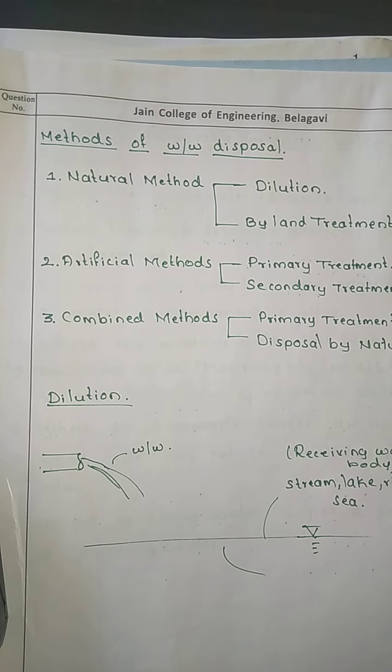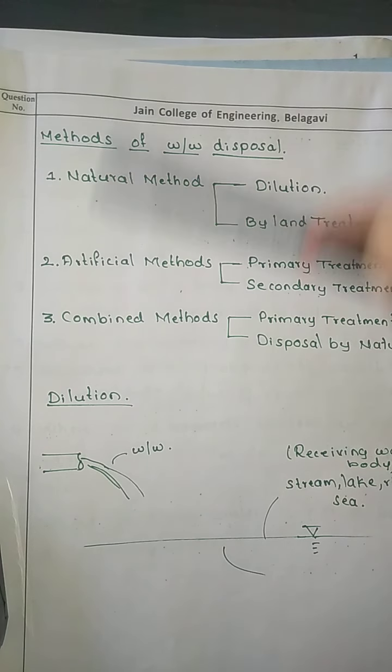So now let us discuss what the methods of wastewater disposal are. When we dispose of wastewater from our households, we dispose of it into the sewers without any kind of treatment. But when we are going to dispose of a huge quantity of wastewater, we will be utilizing different methods.